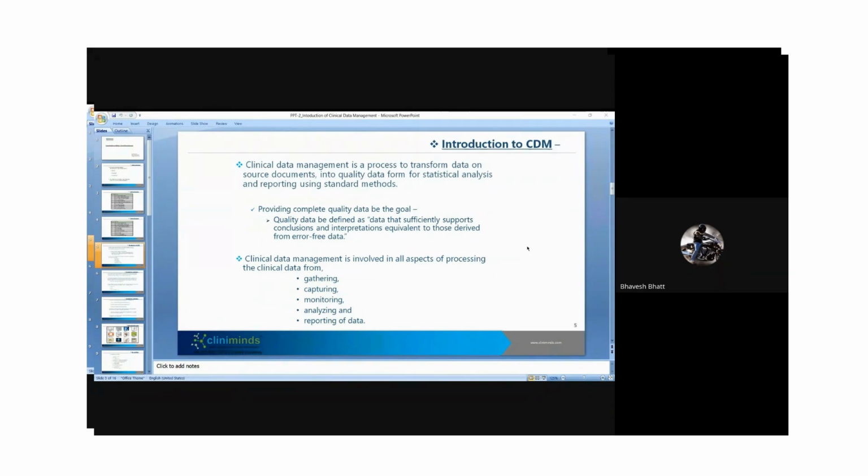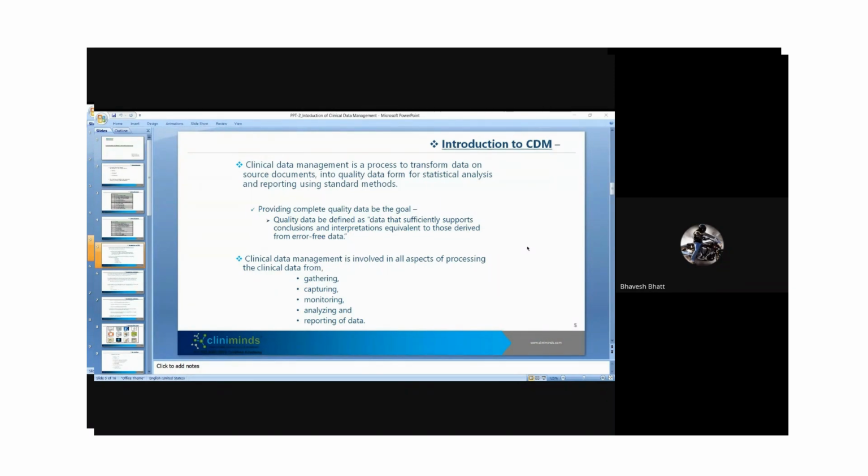standardized methods. So now whenever you get a question around this, you should not miss out on any aspect from this entire definition to mention in your answer. Let's say what could be the possible definition of CDM is going to be the entire definition: clinical data management is a process to transform data on source documents into quality data form for statistical analysis and reporting using standard methods.